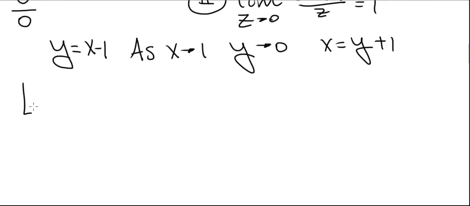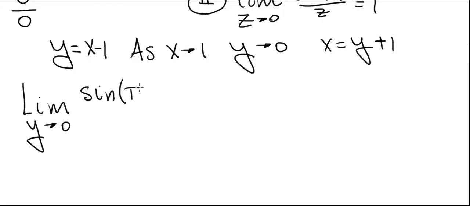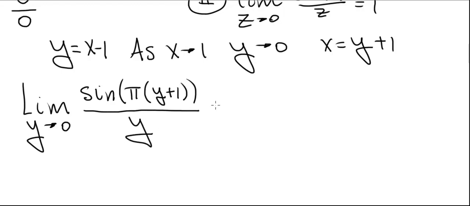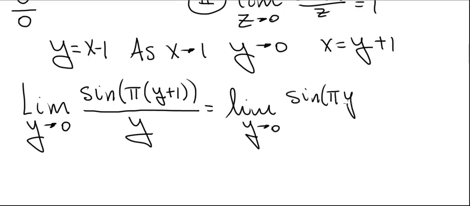It's going to be the limit as y approaches 0. We have sine in the numerator of pi x, but x is y plus 1, so we put that in parentheses, divided by x minus 1, which is y, and this can be rewritten as the limit as y approaches 0 of sine of pi y plus pi divided by y.